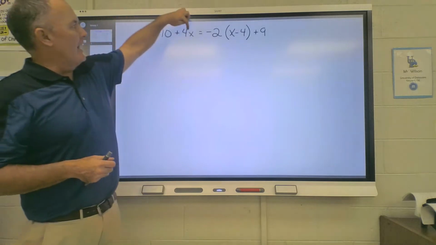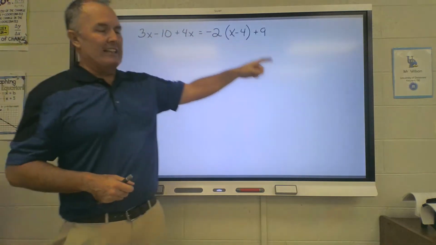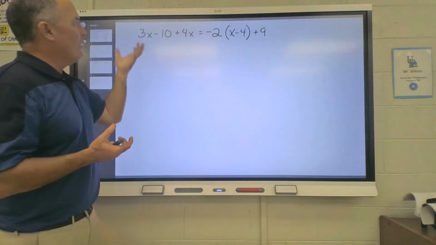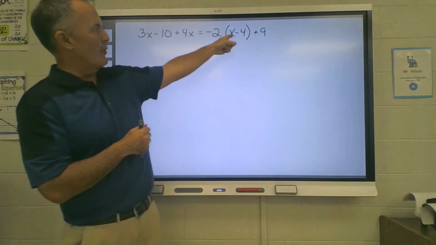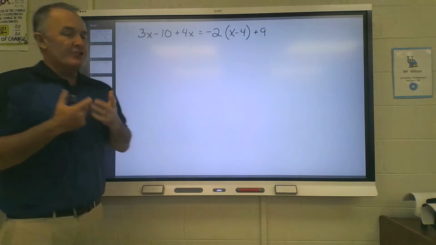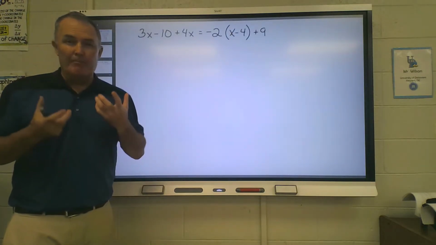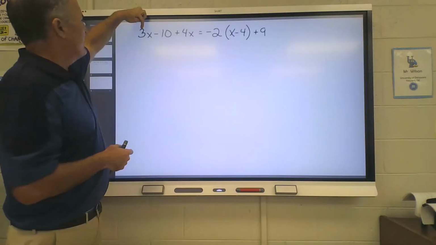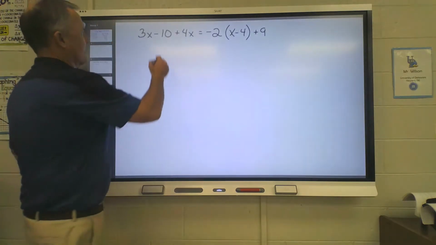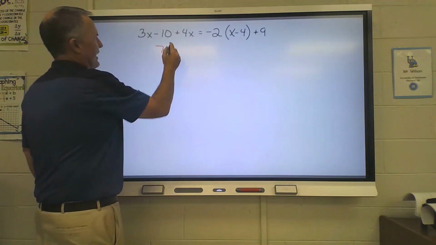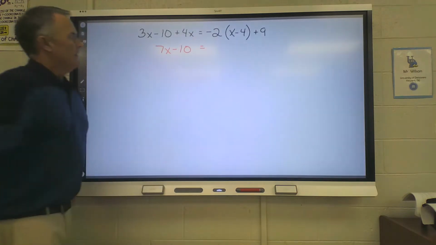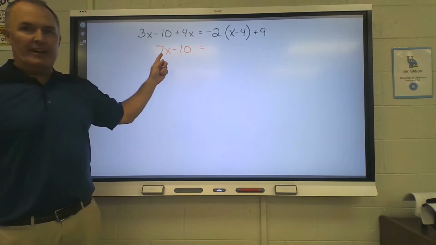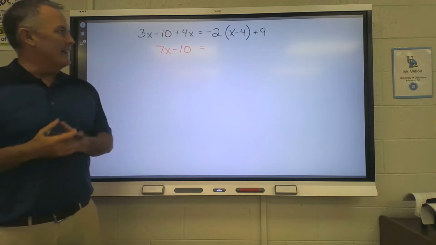All right, so the left side. Let's try to clean up the left side and then try to clean up the right side a little bit. So what can we do to the left side? Because I have two variables over here and only one over here. Well, if I have two variables on one side, I can combine them together. So 3x plus 4x would give me 7x, but I still have the minus 10.